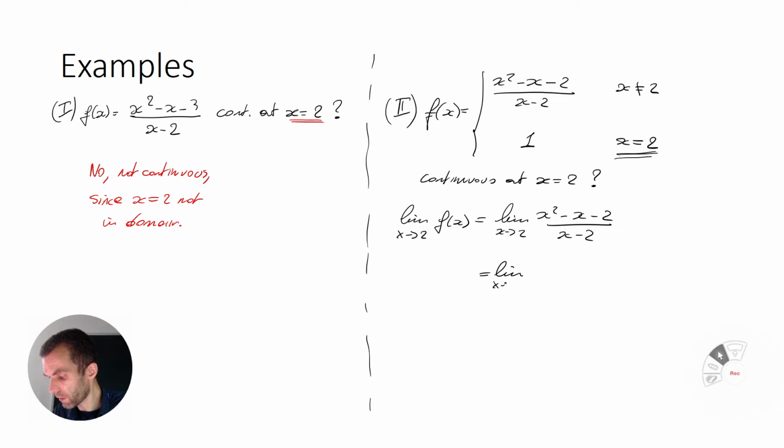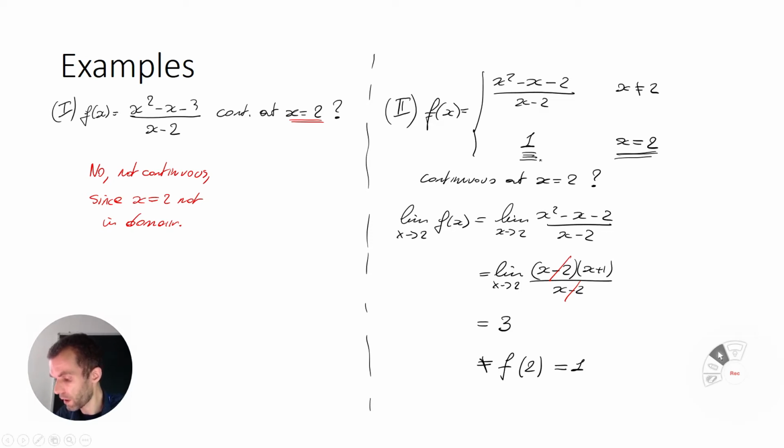I can factor that out: x minus 2 times x plus 1, divided by x minus 2. I get a nice cancellation, and I get that my limit becomes 3. And in particular, this is not equal to f of 2, which is 1 by virtue of this prescription. So here as well, the function is not continuous at x is 2.